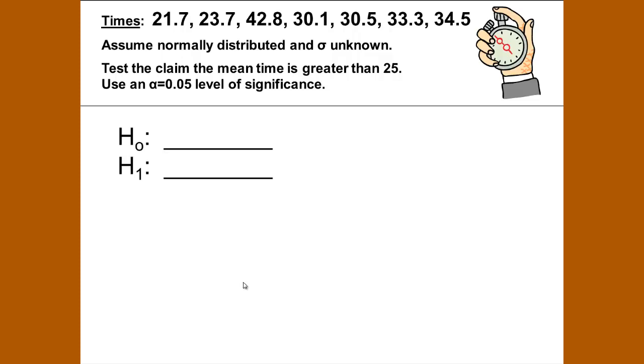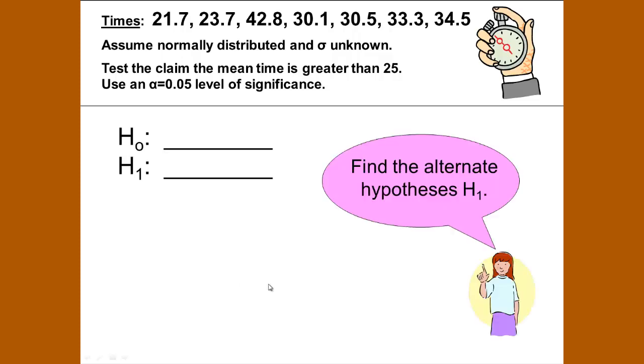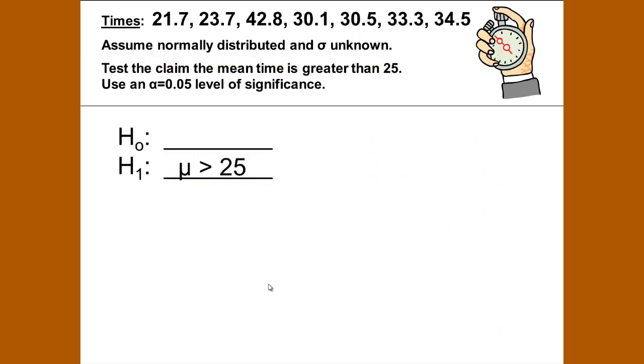Once we have done that, let's go and write our null and alternate hypothesis. So we will find the alternate hypothesis H1. We will look and it says test the claim that the mean is greater than 25. This is what we want to prove, and it does not contain a condition of equality. So it goes into the alternate hypothesis, that mu is greater than 25.